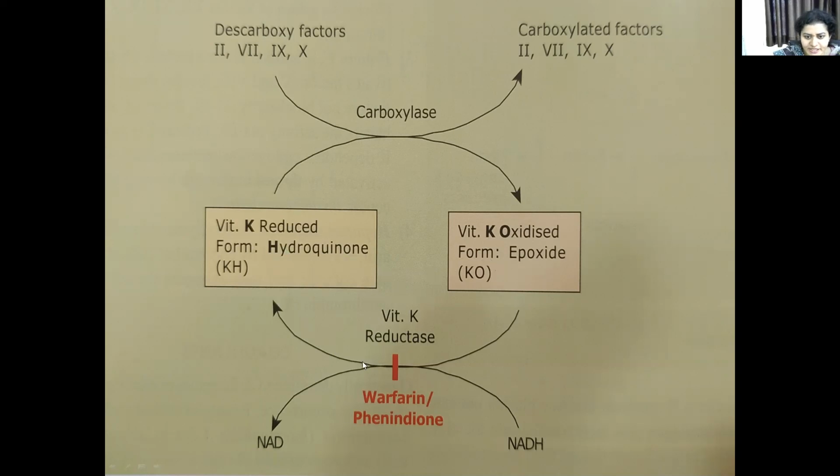So what does the oral anticoagulant vitamin K antagonist do? That is warfarin and phenindione. They inhibit this vitamin K reductase enzyme. As they inhibit this enzyme, the oxidized form of vitamin K cannot be converted to its reduced form. And because there is no reduced form of vitamin K available, automatically the synthesis of activated clotting factors will be hampered. So there will be no synthesis of factors 2, 7, 9 and 10. So this is the mechanism of warfarin and phenindione, that is they inhibit vitamin K reductase.